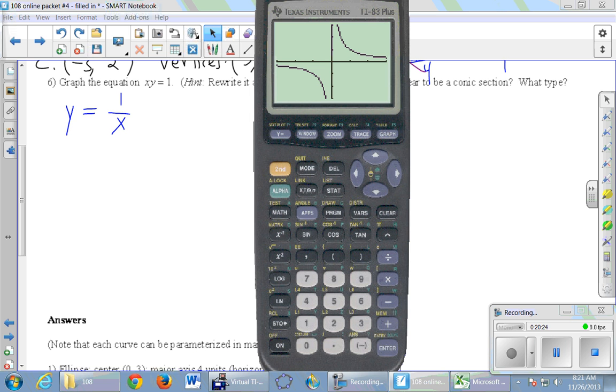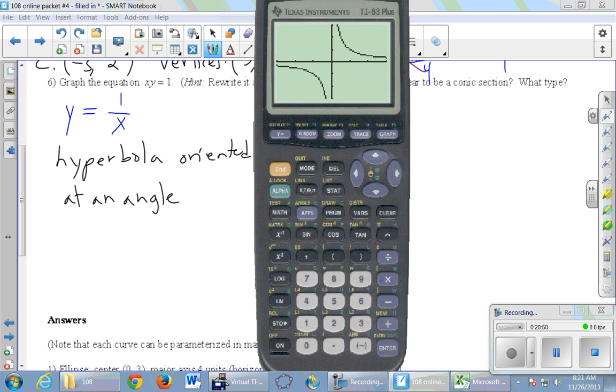So does it appear to be a conic section? And if so, what type? It appears to be a hyperbola, but in a different way. It's not a left-right hyperbola or an up-down hyperbola. It's just oriented differently. So I guess we can say it's oriented at an angle instead of being our standard up-down or left-right.